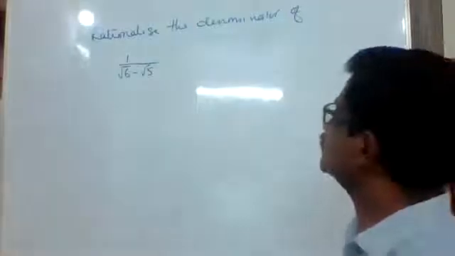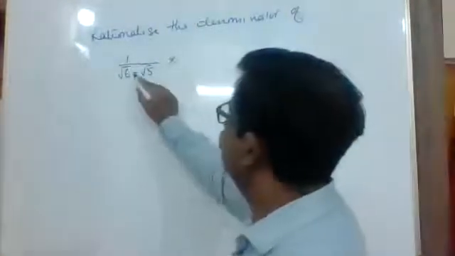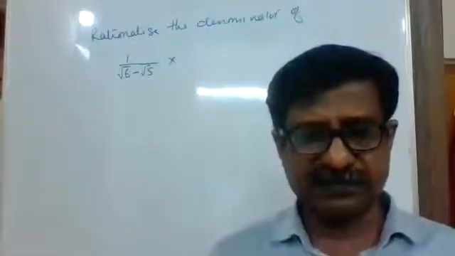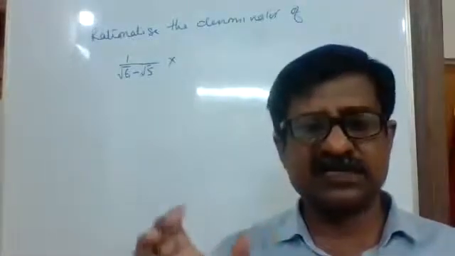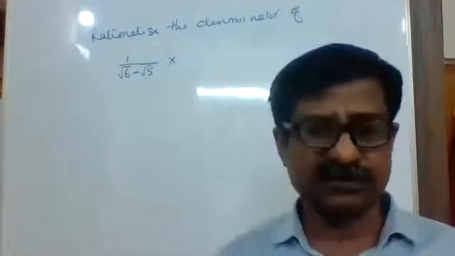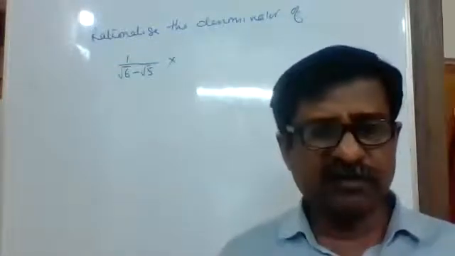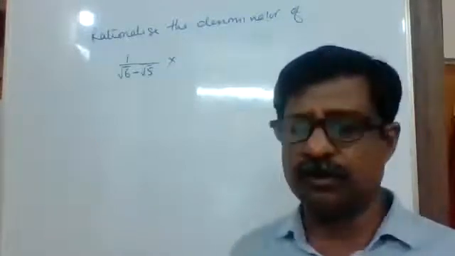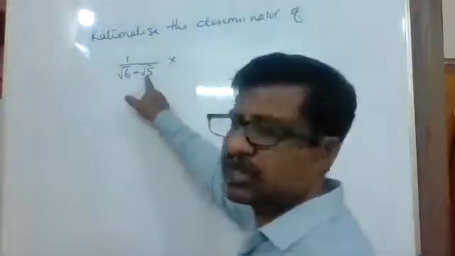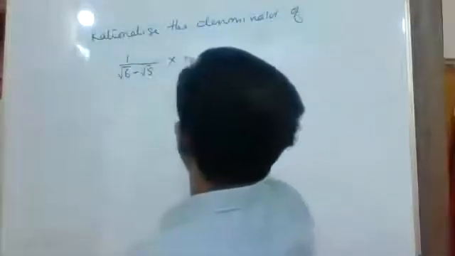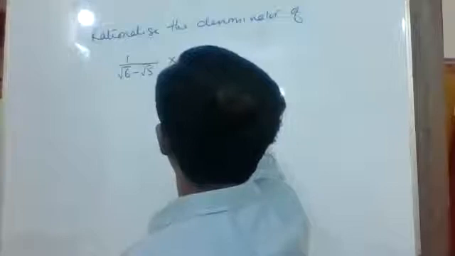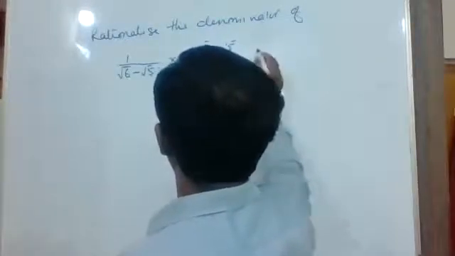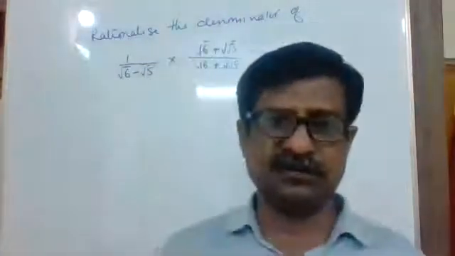Now, this is a binomial. 6 and 5 are separated by a minus sign. And a binomial's rationalizing factor is its conjugate. We have to multiply the numerator and denominator both by the conjugate of the denominator. The denominator we got is root 6 minus root 5. Therefore, what is the conjugate of root 6 minus root 5? Root 6 plus root 5. We have to multiply this root 6 plus root 5 in the numerator as well as in the denominator.